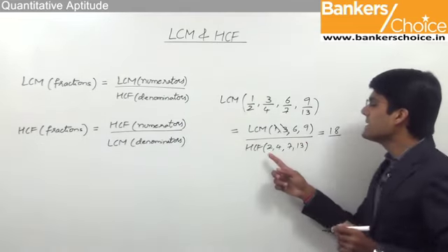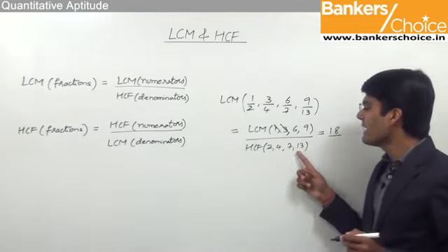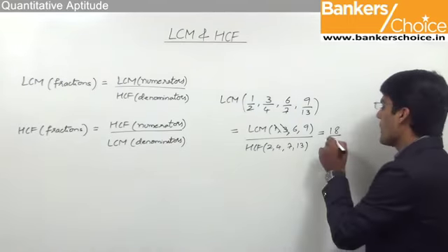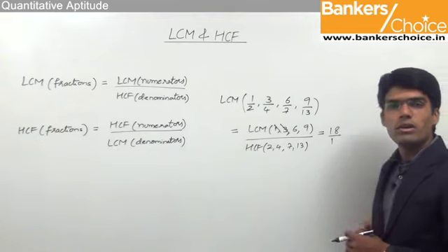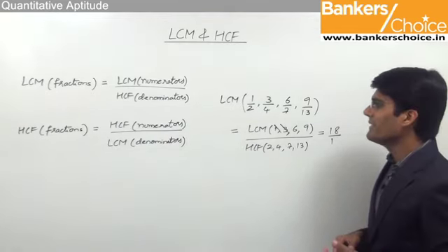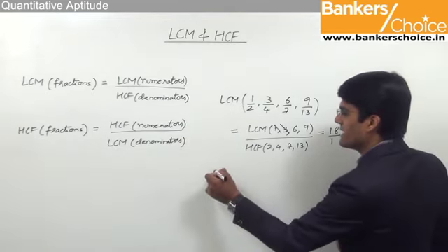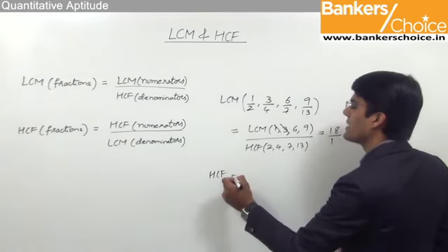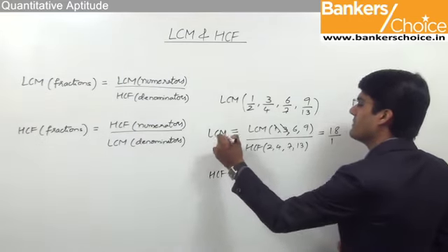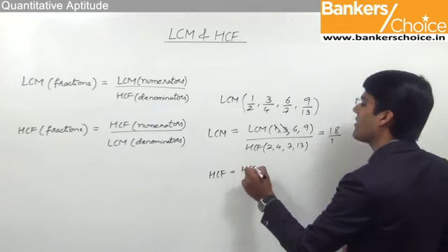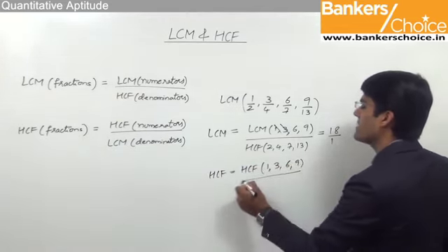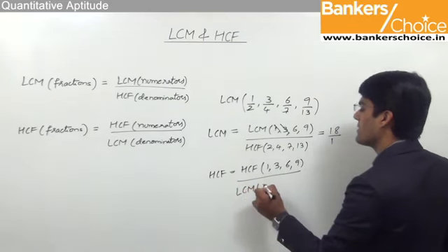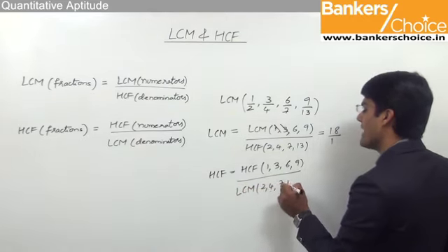Divided by HCF of 2, 4, 7 and 13, which would be equal to 1. So we can say that the LCM of these fractions will be equal to 18. Similarly, if the HCF is required, it can be taken as HCF of all the numerators. So this is the LCM, and the HCF can be taken as HCF of all the numerators 1, 3, 6 and 9 divided by LCM of all the denominators 2, 4, 7 and 13.